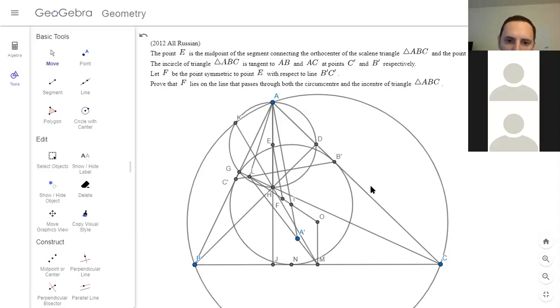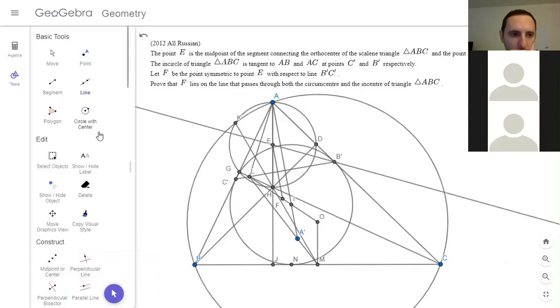Is E the... Can we write E as the orthocenter of some triangle? Trying to think. Because then if we reflect it over the side, yeah, what if we, let me try this.